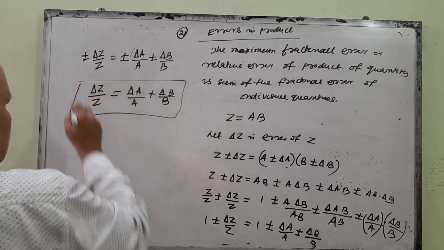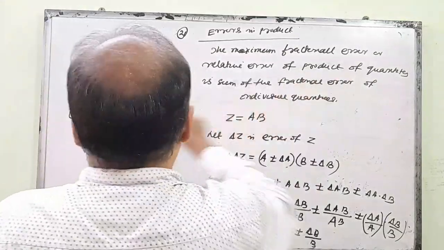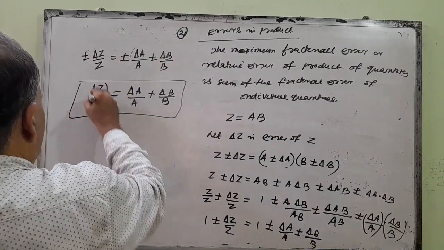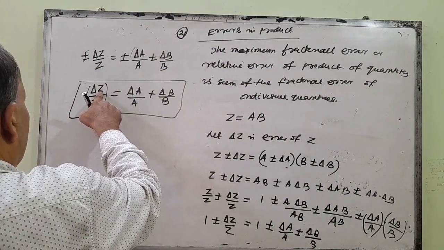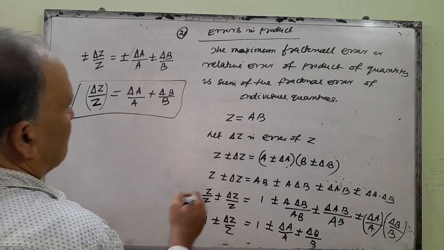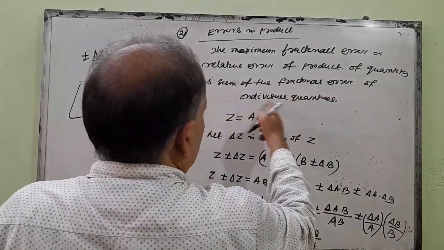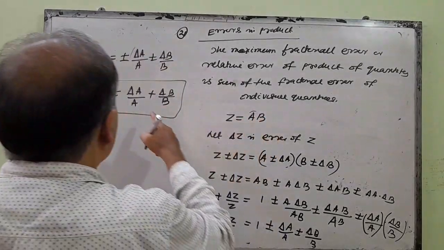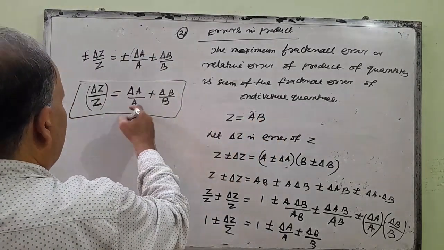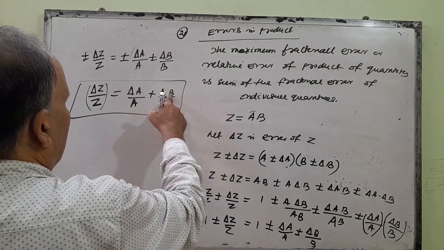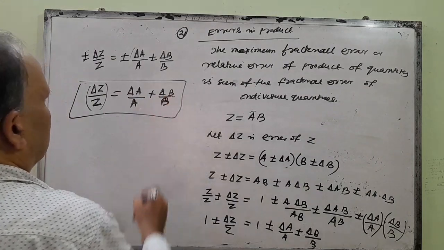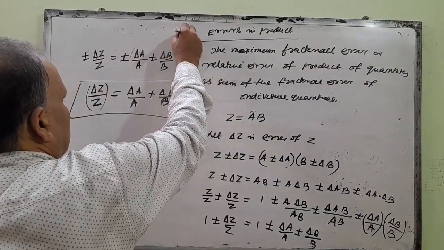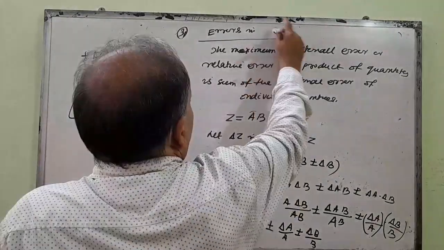So you see, the maximum fractional error or relative error of the product of the two quantities, this is the mean absolute error, this is the true value, is equal to the sum of the fractional errors of the individual quantities. There are two quantities A and B. This is the absolute error of A and this is its mean value, and this is the absolute error of B and this is its mean value. Similarly, your third rule, error in division.